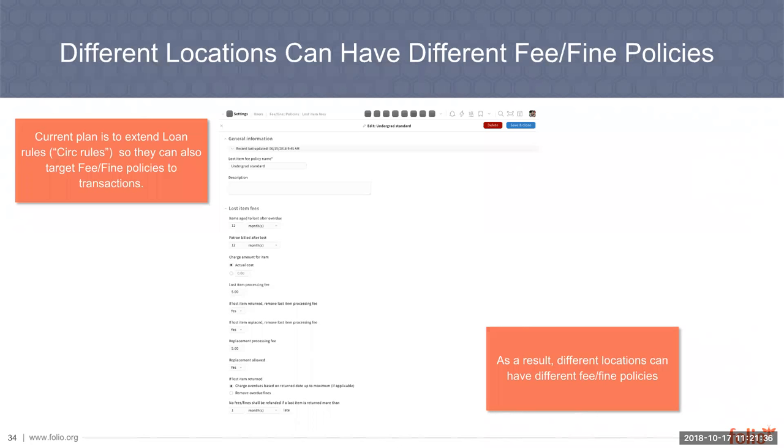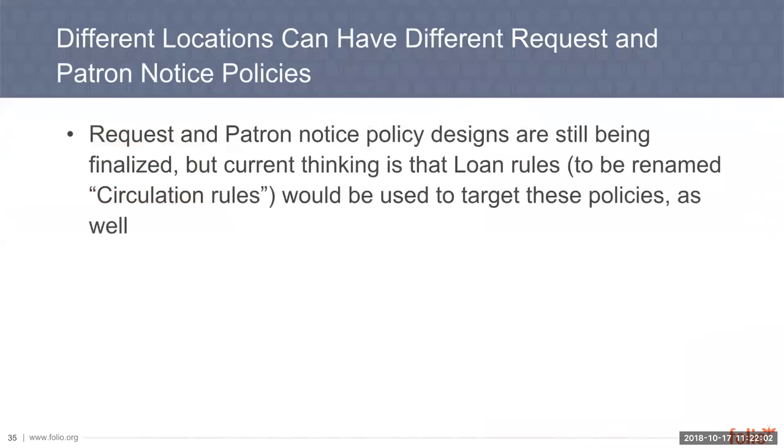We'll probably actually change the name of loan rules because it's a little more generic now. We're thinking about incorporating fee fine policies and request policies and patron notice policies. So it will kind of morph into more general circulation rules. But it will still make use of the same properties: patron group, material type, loan type, and location. So different locations can have different fee fine policies. And different locations will be able to have different request and patron notice policies as well because of the loan rules.